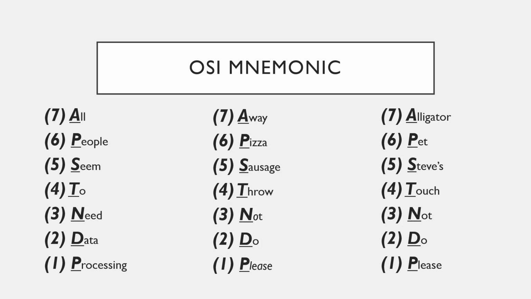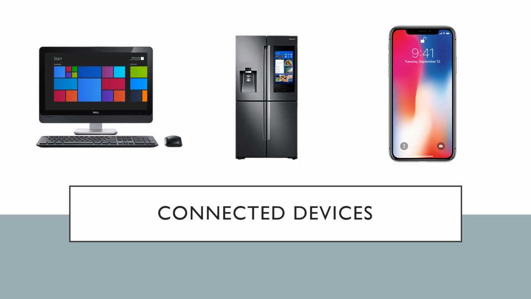So just depending on which one, there are hundreds of these out there. Just pick whichever one helps you best. I seem to like the 7 to 1, where all people seem to need data processing. But again, it's just to help you remember the first letter. So application, presentation, session, transport, network, data link, physical.